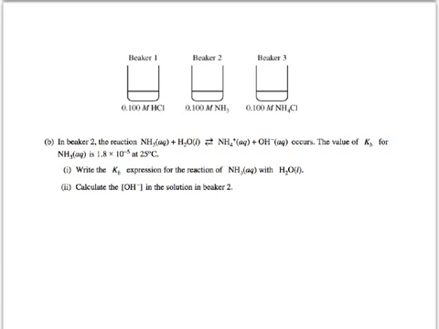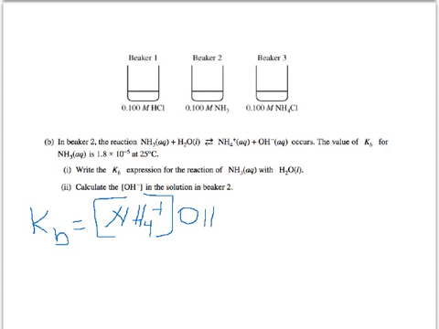Okay, for the second part of the problem, you're going to be dealing with beaker 2, and they give you the reaction of what happens when you put ammonia in water. They just ask you to write the Kb expression. So that's also not so difficult, so we can do that. We're going to have the ammonium ion and the hydroxide ion and all of that over the concentration of NH3.